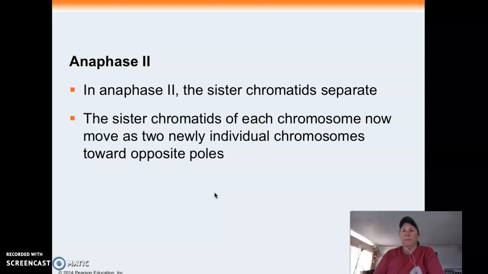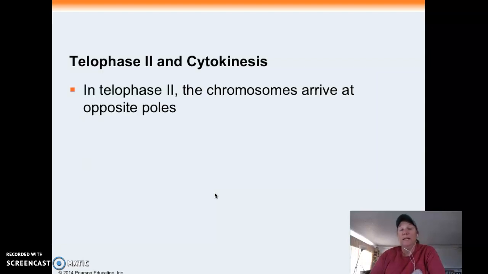But again, in meiosis 1, they lined up in pairs of chromosomes, so a chromosome goes to each side. It doesn't split like it does in meiosis 2 or just mitosis. So the sister chromatids from each chromosome are going to go to opposite ends. And then you've got your telophase, where you get your cleavage and you get your new cells.